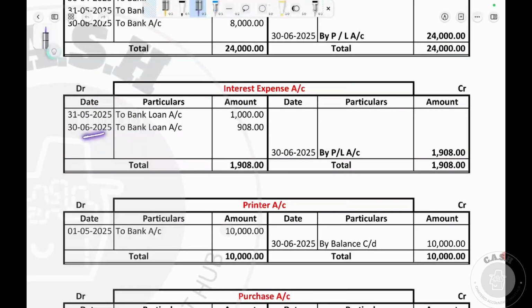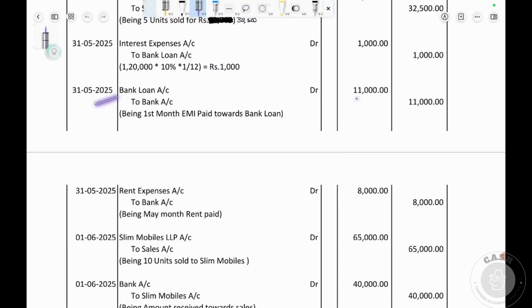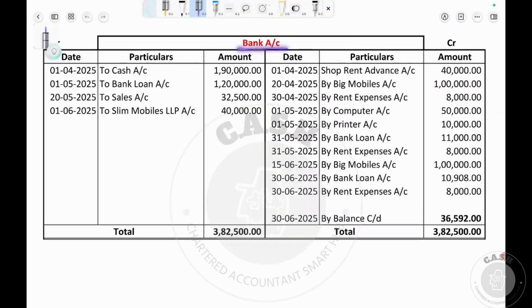Again next month it will charge 908 as interest. So the total interest as on the balance sheet date will be 1908. That will be sent to the P&L account, which means we are charging this total amount to the P&L account. Since it is an expense, we take it to calculate the profit and loss of that particular year. After that we paid an installment for the bank loan, so that will be debit the receiver. Bank account is the giver, credit what goes out. For the bank loan we are paying 11,000.